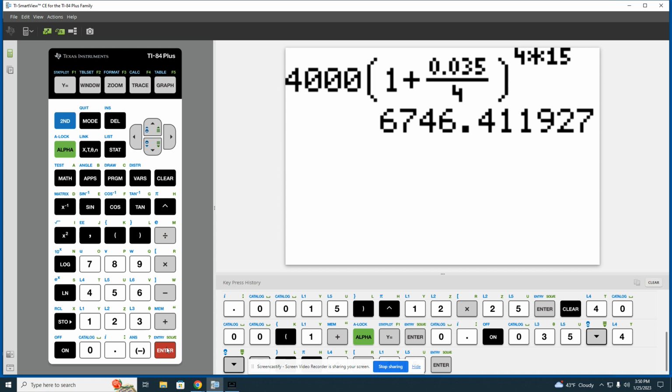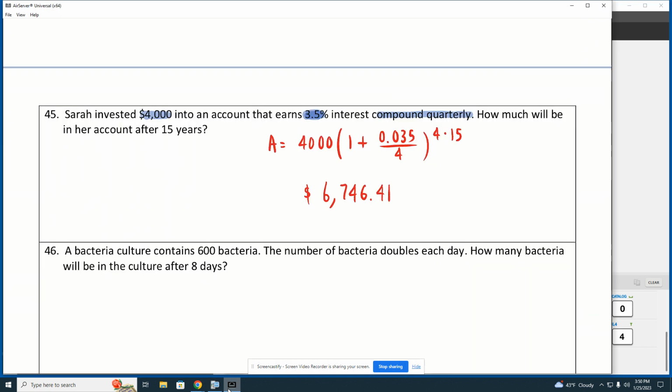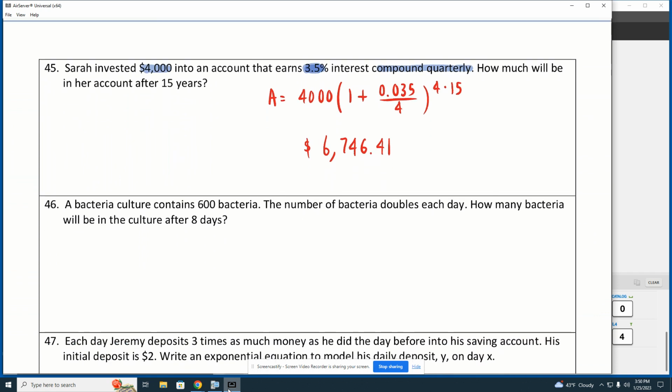So when the calculator calculates it for me, I got $6,746.41. So there you have it. You didn't have to write the equation, you just had to solve it. So I just plugged everything directly into the equation, directly into my calculator.